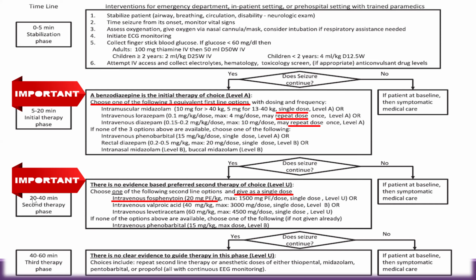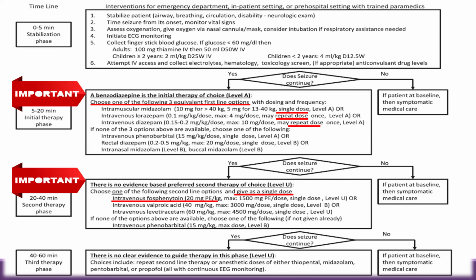If the seizure is still persistent after 20 to 40 minutes, at this time we should initiate the second line therapy, which is either phenytoin, valproic acid, or levetiracetam. These are given as a single dose: 20 milligrams per kg for phenytoin, 40 milligrams per kg for valproic acid, and 60 for levetiracetam, with a maximum dose for each of these anti-seizure medications.